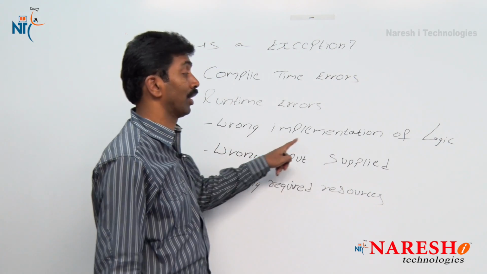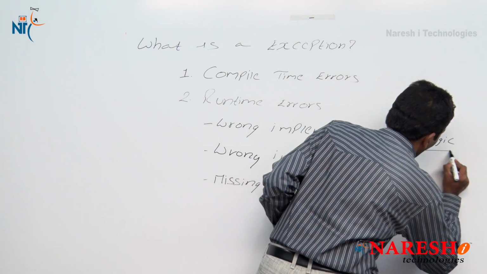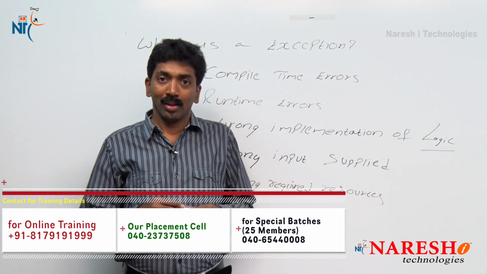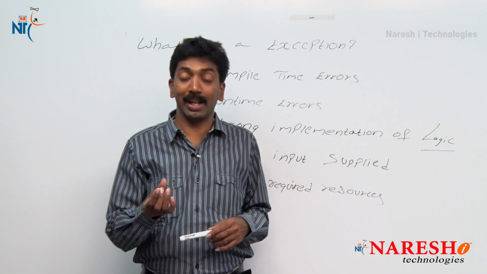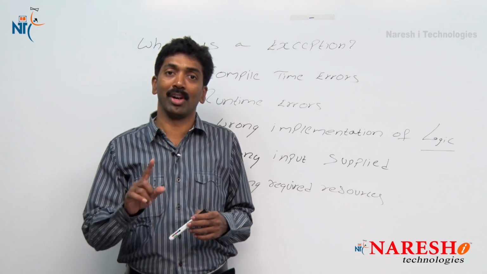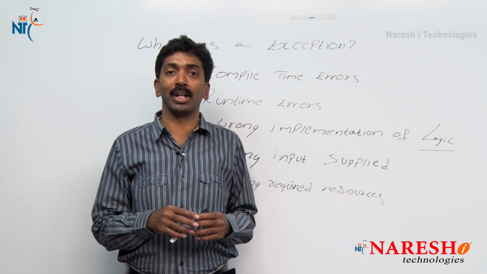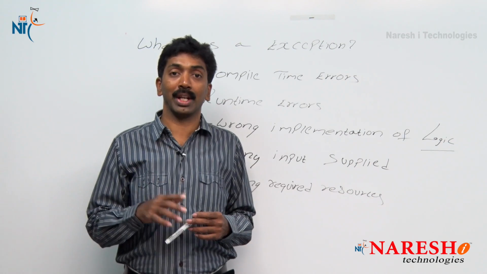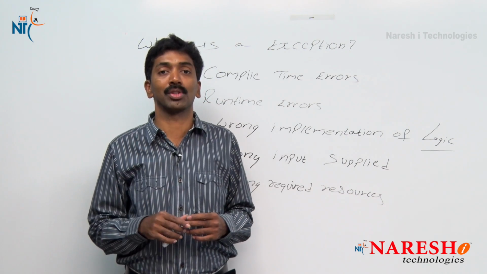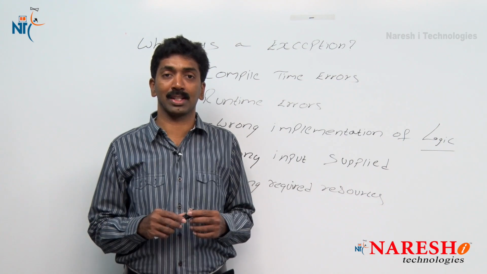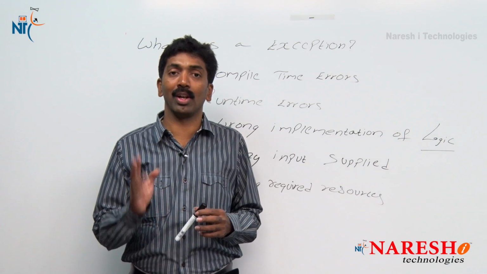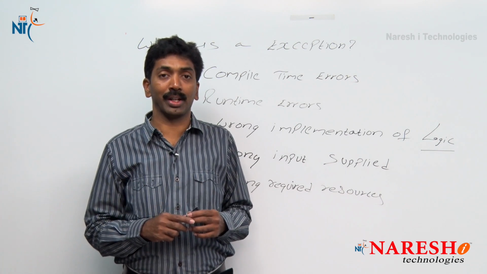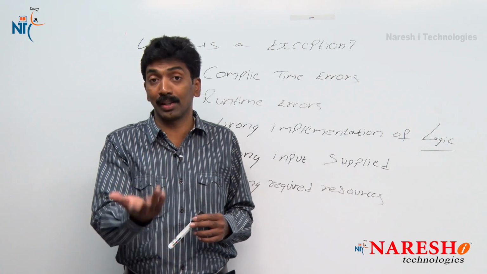The first important thing is wrong implementation of logic. What is wrong implementation of logic? Suppose I have an array in my code and the array has 5 values in it. Now I want to print the values of the array using a for loop, and I write a for loop that executes 6 times. When I do that, automatically an error will come in your code. Why? Because C# has array bound checking. What is array bound checking? You cannot go beyond the size of the array.